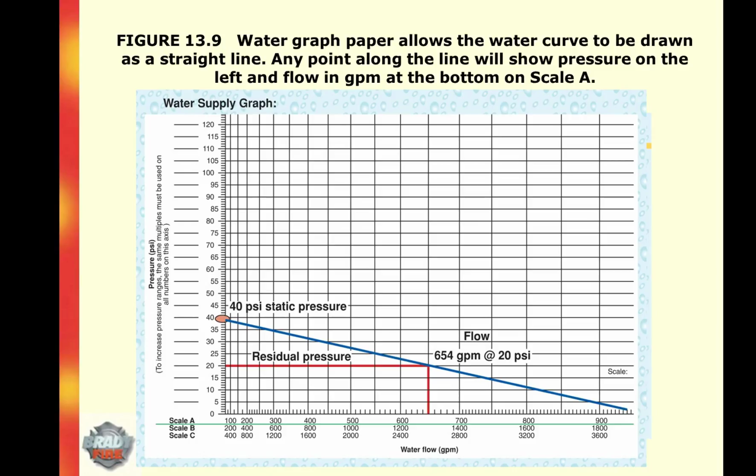This special graph paper allows a curve to be drawn as a straight line, and the area located below the line represents all the available water from this fire hydrant. As you can see in this figure, the maximum flow for this hydrant is 654 gallons per minute at 20 psi residual pressure.